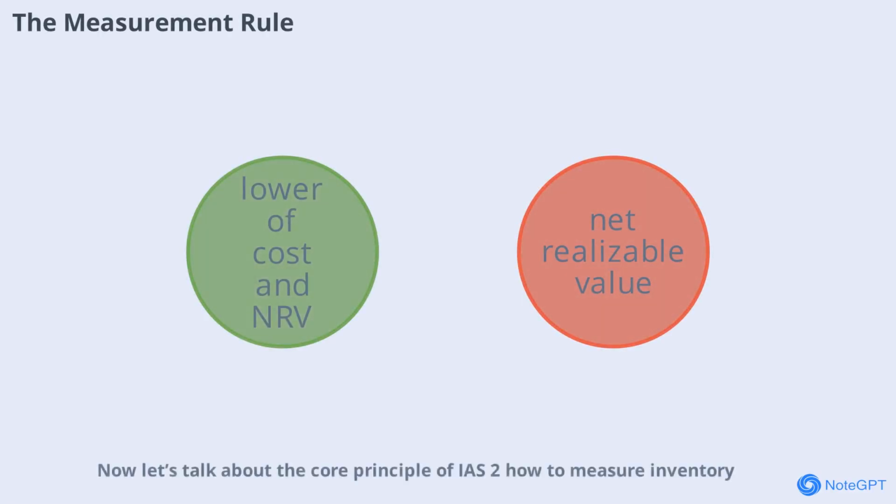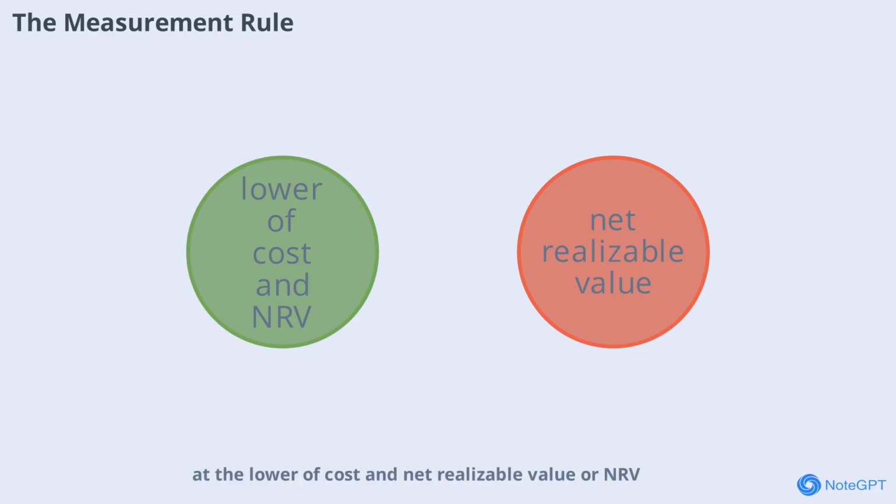Now let's talk about the core principle of IAS 2, how to measure inventory. The golden rule is simple: inventory should be recorded at the lower of cost and net realizable value, or NRV. NRV means the estimated selling price minus any costs needed to finish and sell the goods.